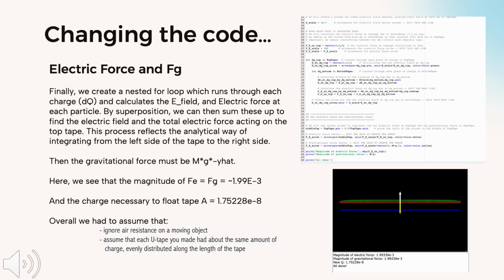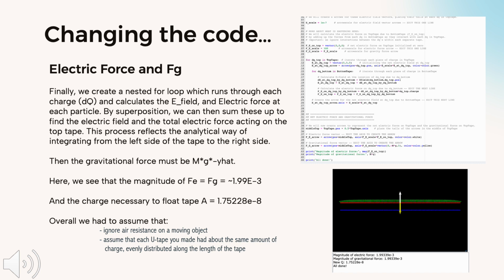Finally, we can find the electric force and the gravitational force. Using a nested loop that runs through each charge dq and calculates the E field and electric force at each particle. Then by superposition, we can sum up all of the electric force acting on the top tape and model it in the middle of the tape. Then, the gravitational force is just the entire mass of the tape times gravity in the negative y-hat direction.